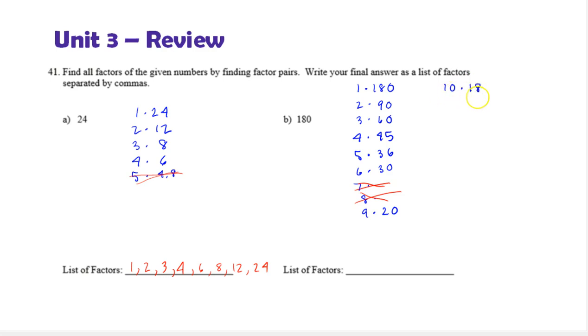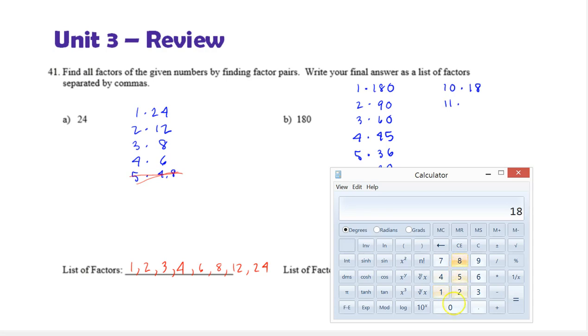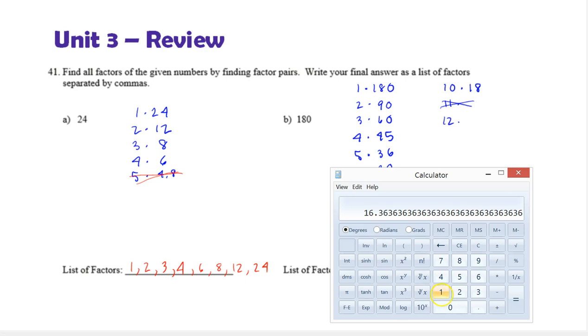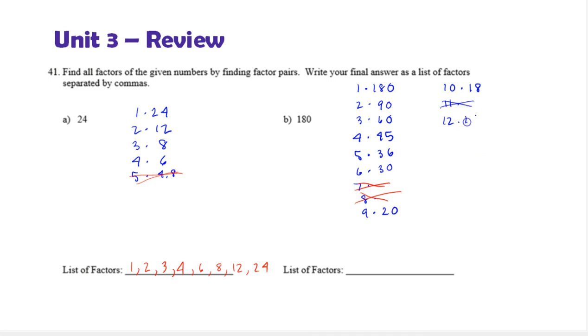Okay, this number is still smaller, so we have to keep going. Let's try 11. 180 divided by 11. No, and we have 16, so we're going to keep going. Let's try 12. 180 divided by 12 is 15. So those are factors. Notice the numbers are getting very close, so I'm almost done checking, but I have to keep going.